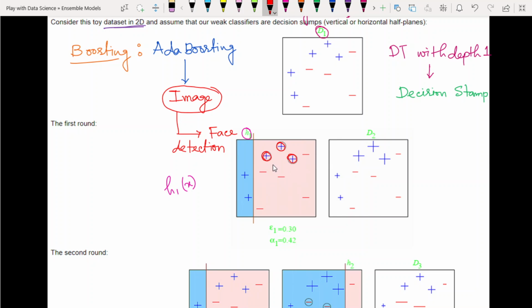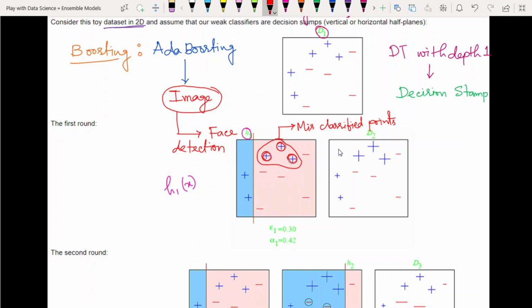Now we have to build the data set using the help of this model. How will we build it? We build the data set D2 by giving importance to the misclassified points. What are the misclassified points here? Just see these 3 circled positive points. These 3 circled positive points are the misclassified points.